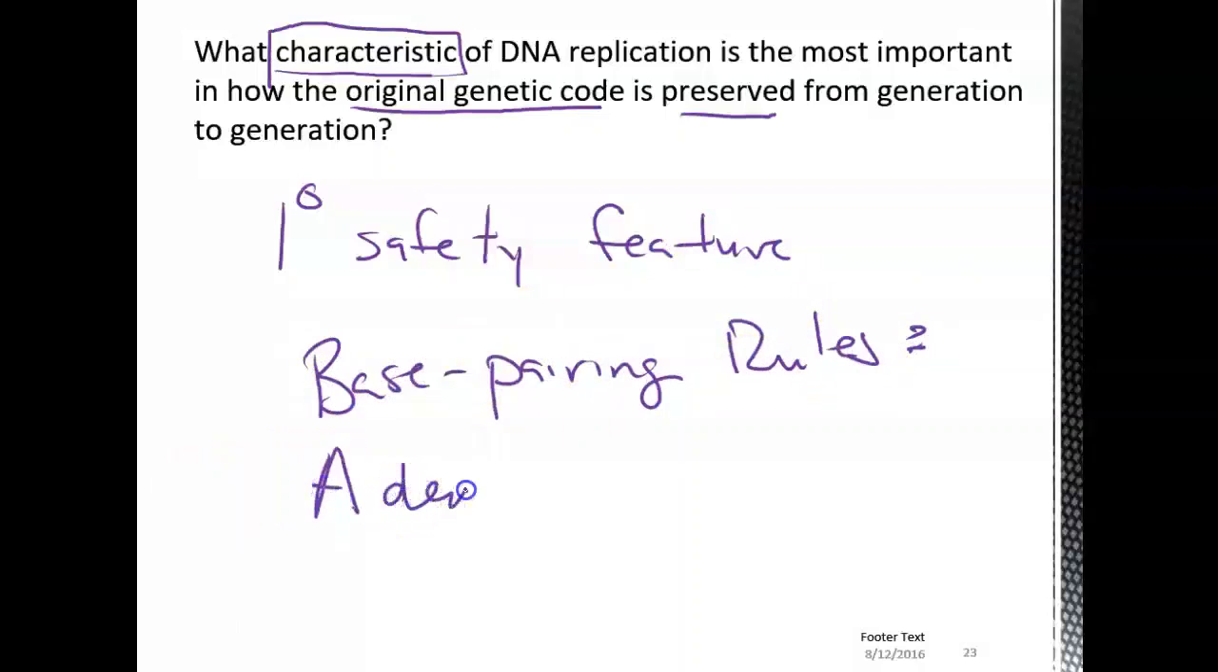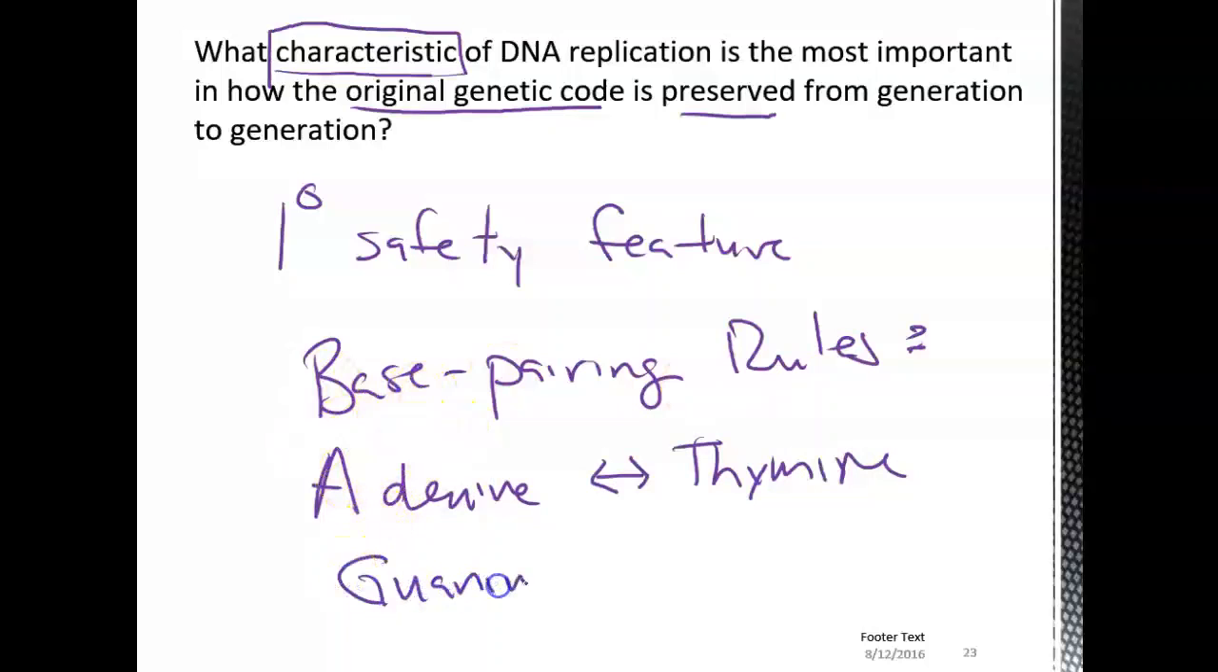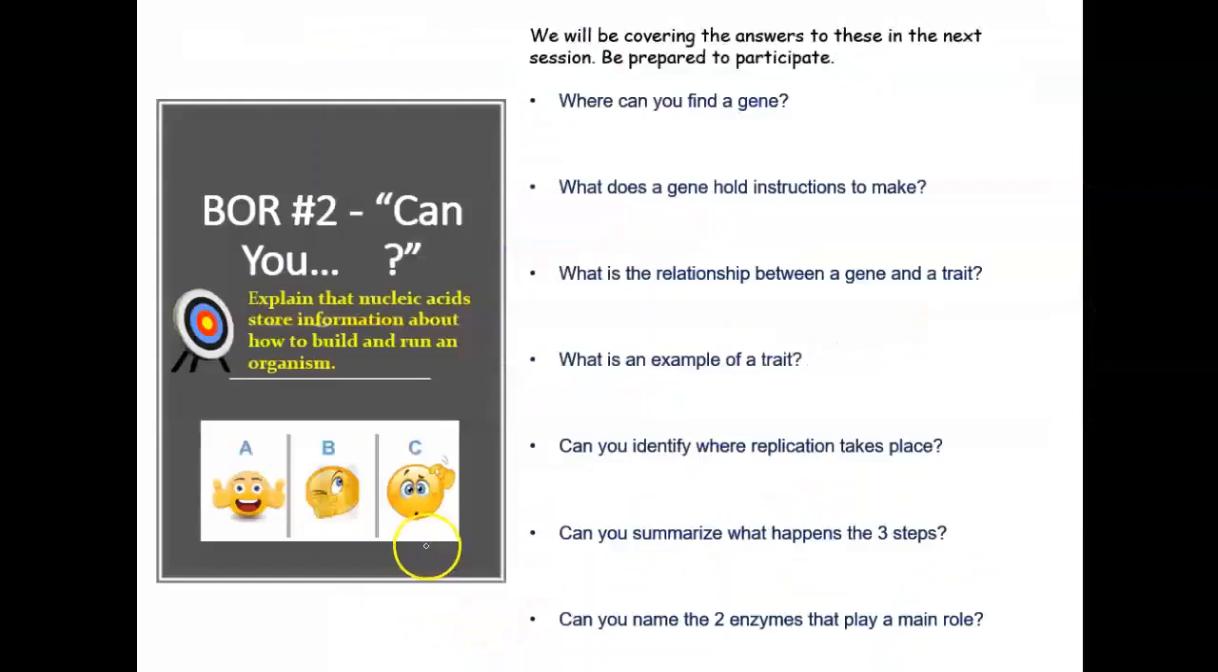A, adenine to thymine, or vice versa. So let's make this a double arrow, because it could be starting with thymine. And guanine to cytosine. These are the nitrogen base pairs that we learned about at the beginning. There are 5. The one we're not bringing in here yet is uracil. You'll learn about that in RNA. All right, and so that's all the new stuff.